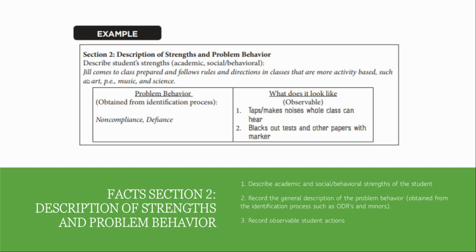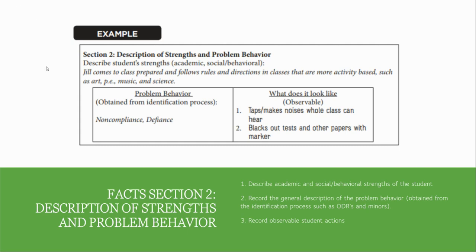So the next section is going to look at the description of strengths and problem behaviors. The first thing the team is going to be asked is to describe academic and social and behavioral strengths of the student. The next thing is they're going to record the general description of the problem behavior, identified from that identification process, such as ODRs and minors, and what caused the trigger for that student to be nominated or identified. And then they're going to record observable student actions.